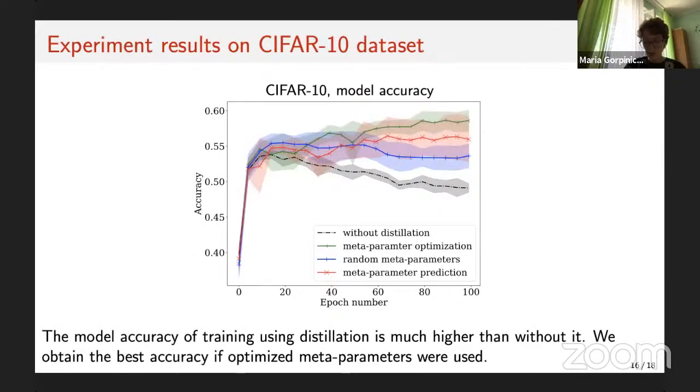This figure plots student model accuracy for training without distillation, for training using distillation and random metaparameters, distillation with simultaneous metaparameter optimization, and distillation with metaparameter prediction. As we can see from the plots, the model accuracy of training using distillation is much higher than without it. We obtain the best accuracy if metaparameters are optimized.